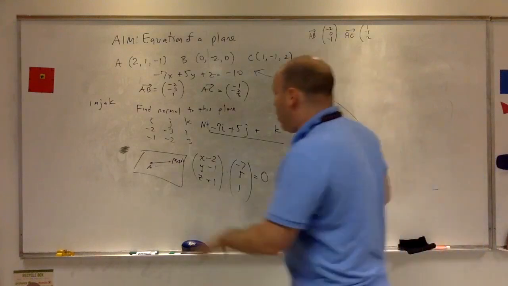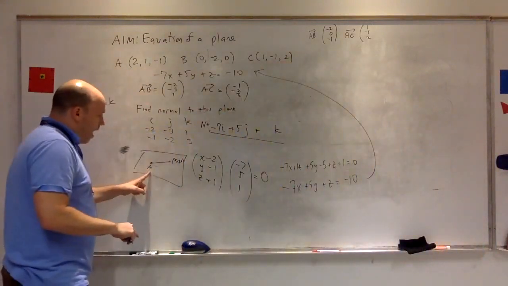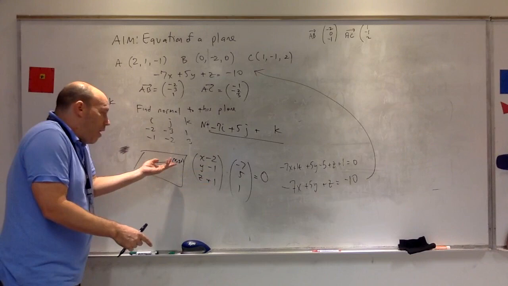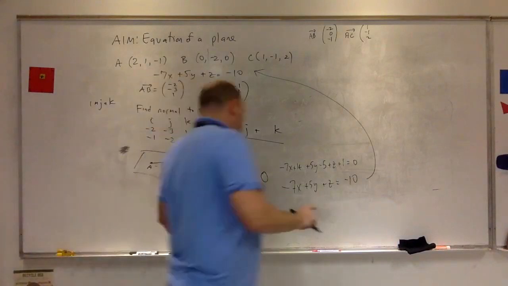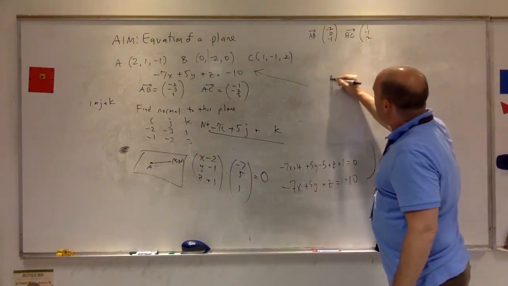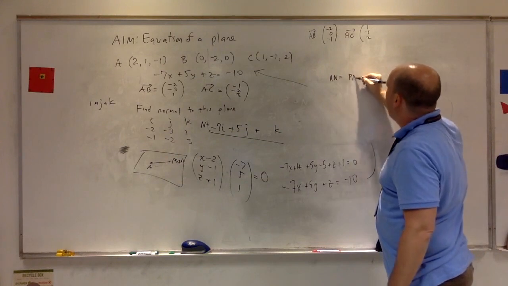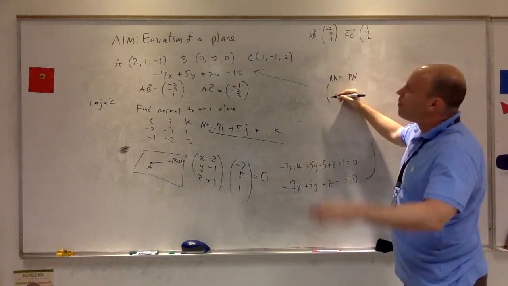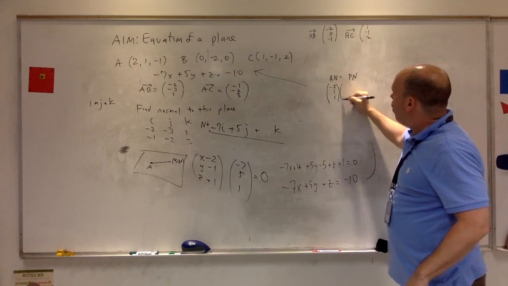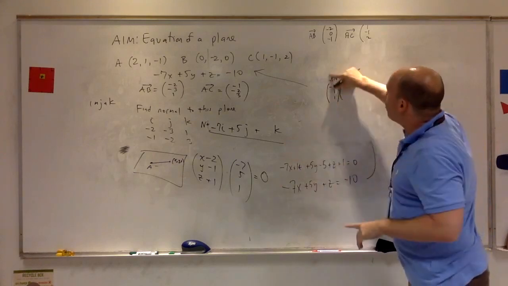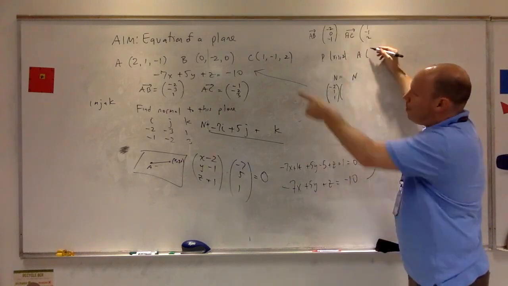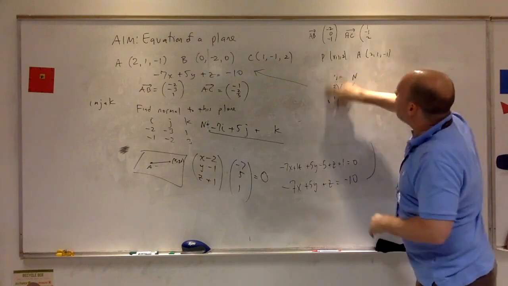They say, we know A, which is (2, 1, -1), and you know how you have this unknown point, X, Y, Z. What the book does, and I'm not a big fan of it, but you can do it, is they say, fine, A·N is equal to P·N. No, I'm sorry. P is our unknown, right? A is our known. I apologize.